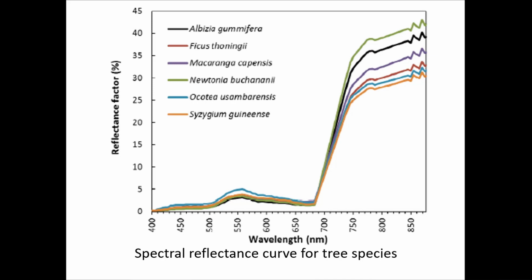If you look at the peak reflectance, you might be able to separate that blue line, Ocotea usambarensis, that particular plant species, because it has a much higher reflectance than the other plant species. But other plant species you might not be able to make out from this photograph, which operates in the 400 to 700 visible spectrum.